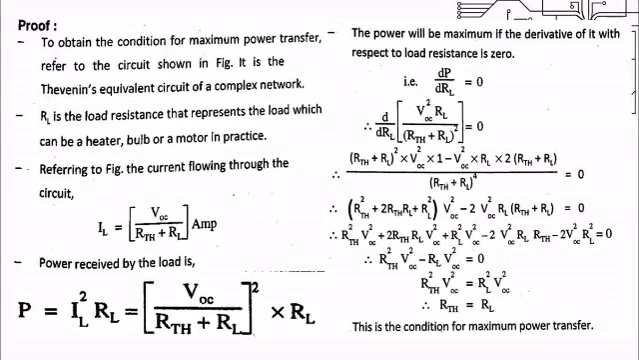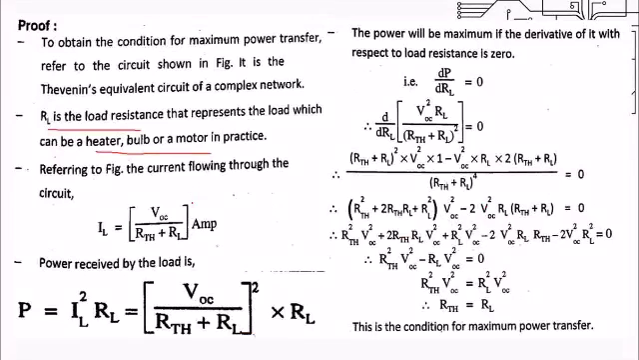It is the Thevenin's equivalent circuit for a complex network. We have reduced a complex network using Thevenin's theorem to get that circuit. Here RL is nothing but the load resistance that represents the load, and that load can be your heater, bulb or motor in practice.